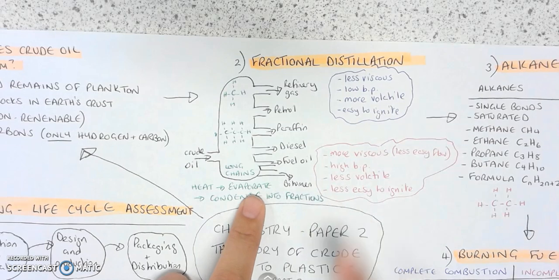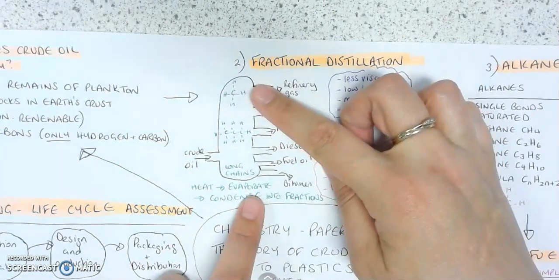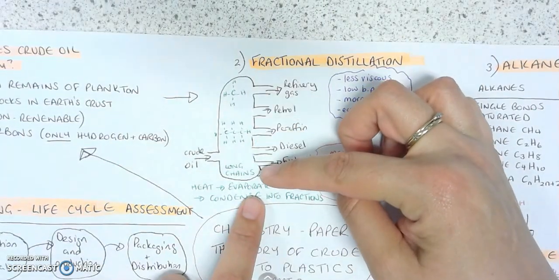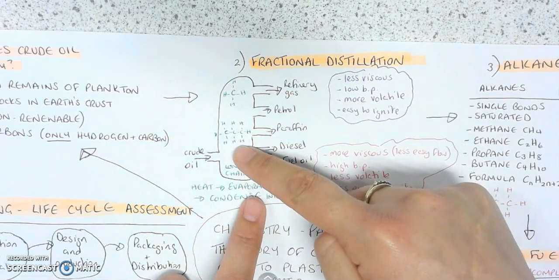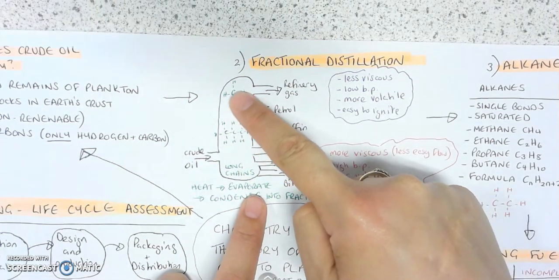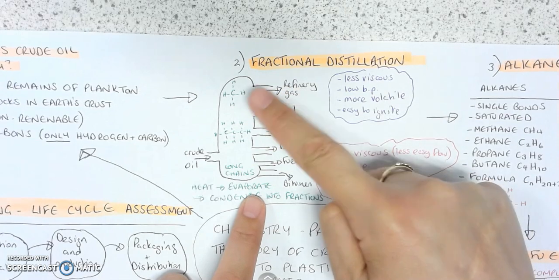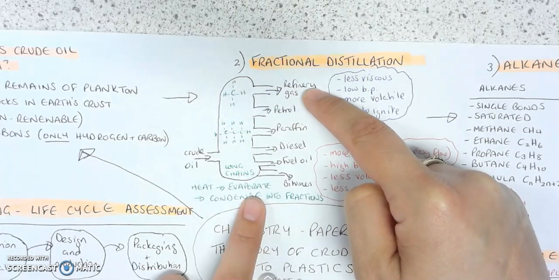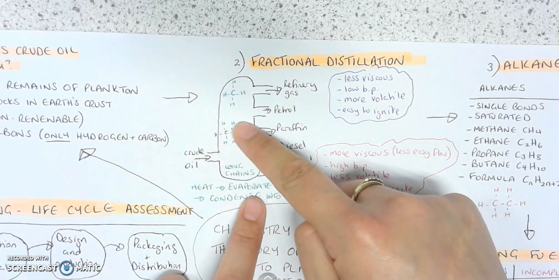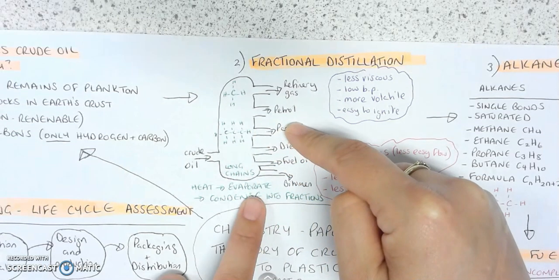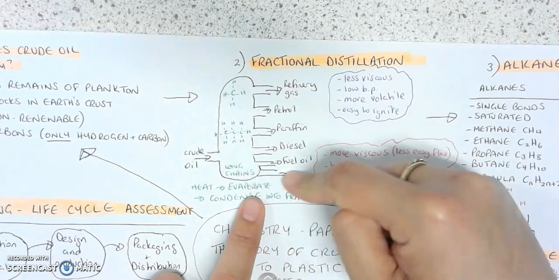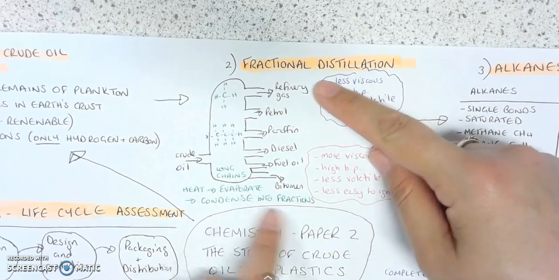And in that crude oil, you've got short chains, medium chains and long chains. And the short chains, because they're less dense and usually gases, will go to the top of a fractional distillator and then are collected at the top. The medium chains, which are more like your liquids, will come out in the middle, and then your longer chains at the bottom. Now you need to make sure you know the order.